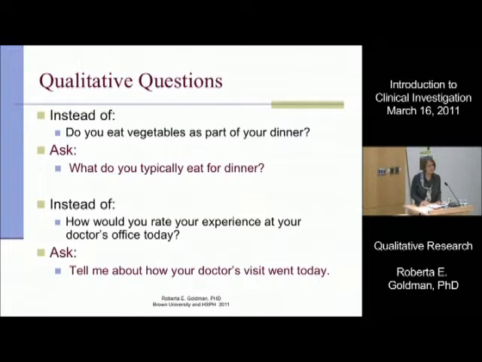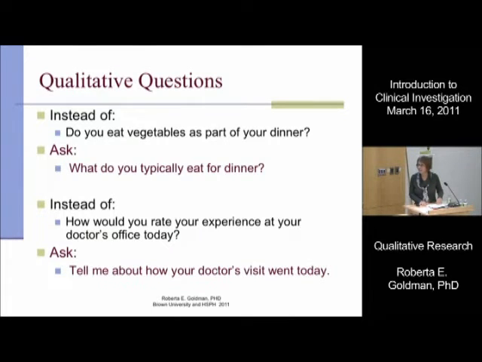Open-ended questions are hard to write, and people often start with closed-ended questions. So what I tell my students and the residents that I work with in family medicine is just blitz out your questions and then look at them again. So at least you know what you want to find out about, and then you tinker with them and you make them more open-ended.